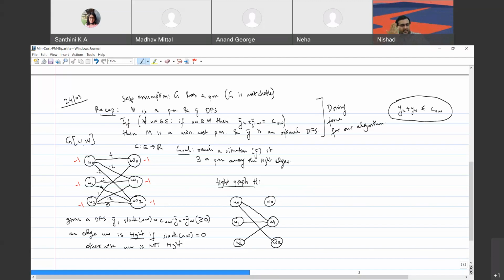Does this graph have a perfect matching? No. So it doesn't have a perfect matching. So we haven't reached our goal, right? We want a situation where the tight graph has a perfect matching. So observe that H has no perfect matching.